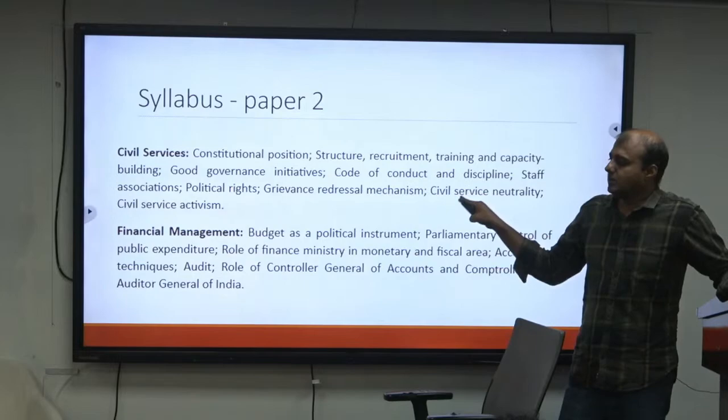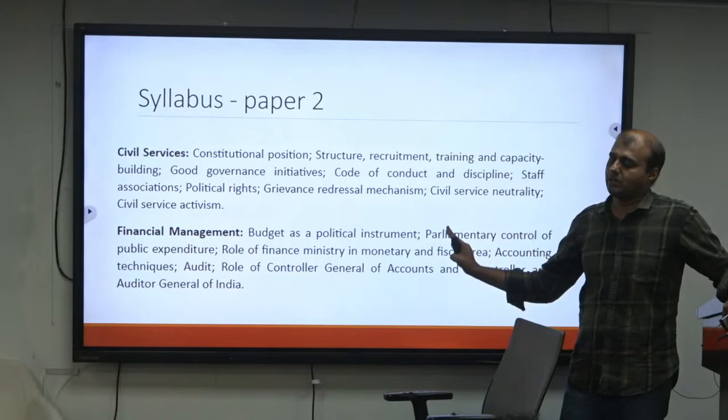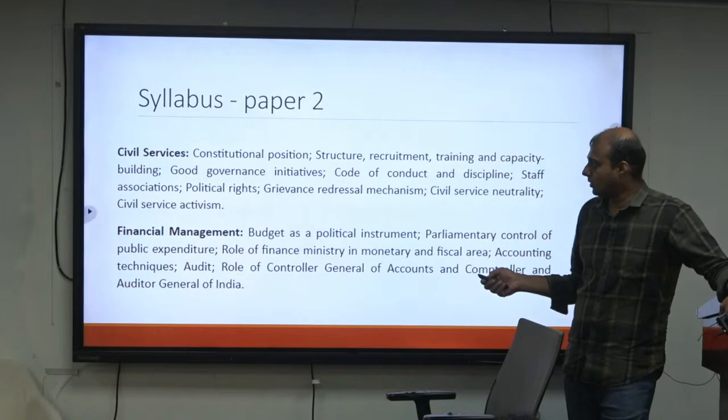Here paper 2 means what, Indian administration. Paper 1 is largely theory, paper 2 is largely Indian administration. So both you have to keep combining. Understood? And then obviously all this I don't have to explain, you will have a fair idea.